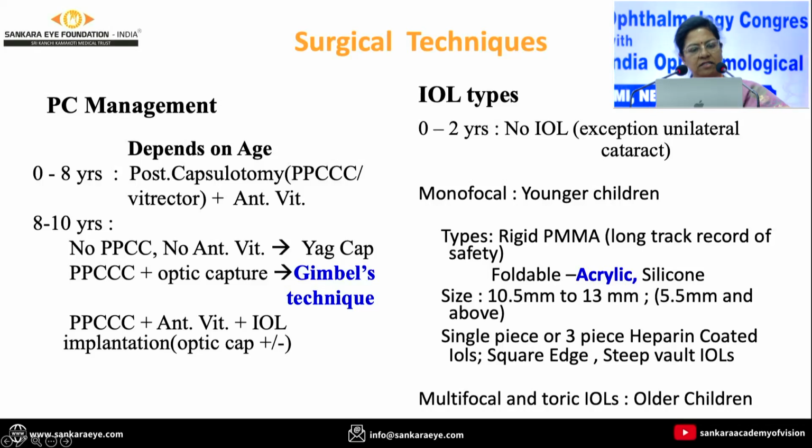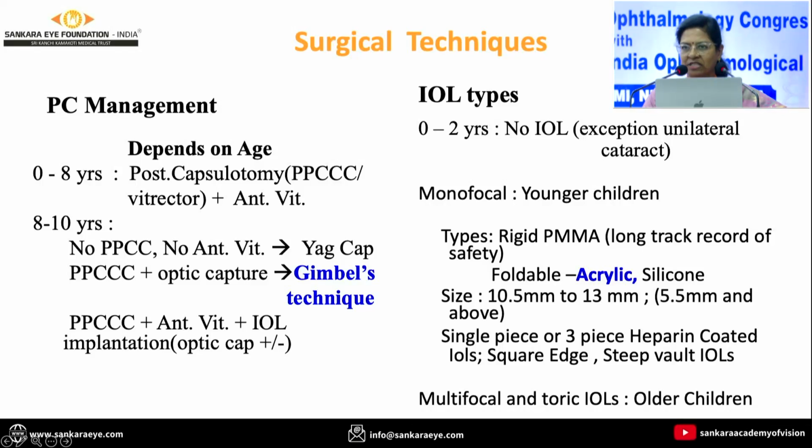Now, as I said, for 0 to 8 years, I do posterior capsulotomy, that is PPC-CC or using a vitrector, and I do anterior vitrectomy. And 8 to 10 years, what to do? What are the different options? You leave them; if you think the child can cooperate for YAG capsulotomy, you can leave the PC intact. You don't have to do any vitrectomy.